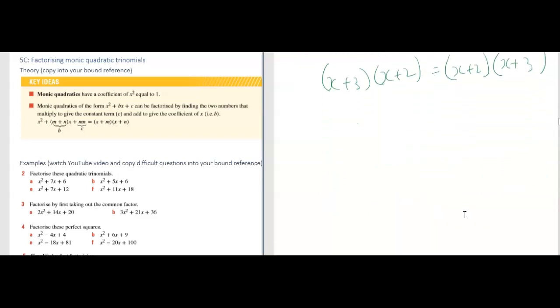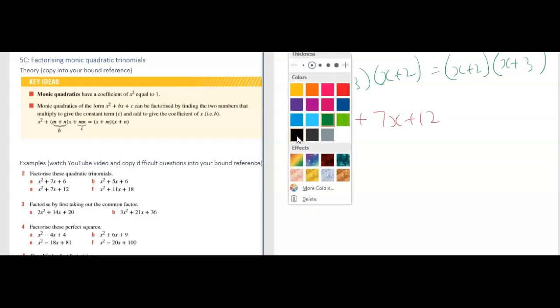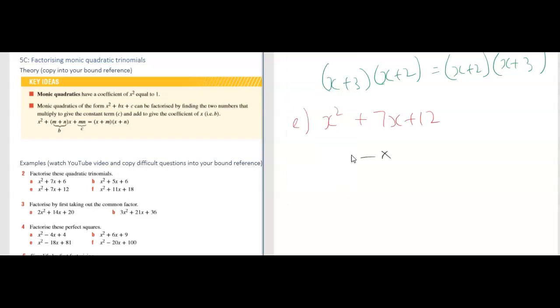Let's scroll on to question 2E. We've got x squared plus 7x plus 12. Same thing: two numbers that when multiplied give you 12, and when you add them give you 7. You could do this in your head. If I did 12 and 1, that's not going to equal 7. 6 and 2 is not going to equal 7. Let's try 3 and 4. 3 times 4 is equal to 12, and 3 plus 4 is equal to 7. So factorising that gives you x plus 3, x plus 4.